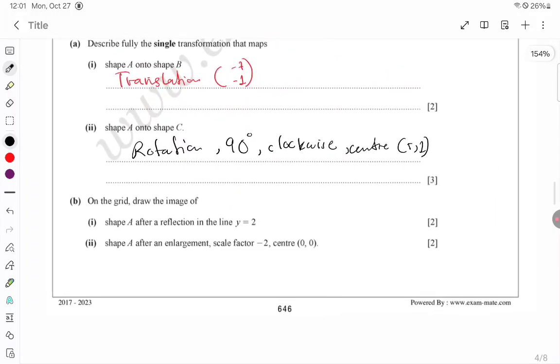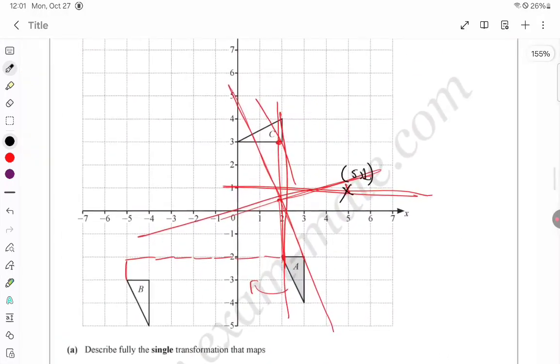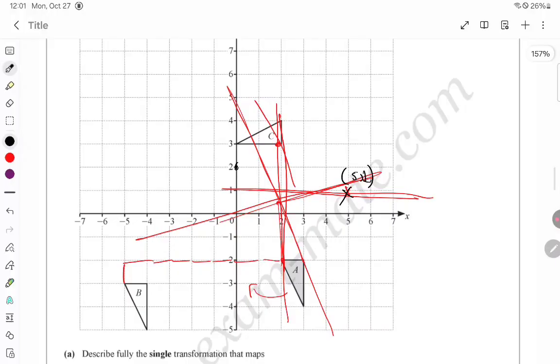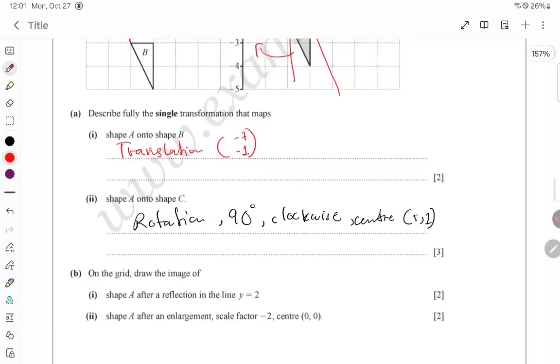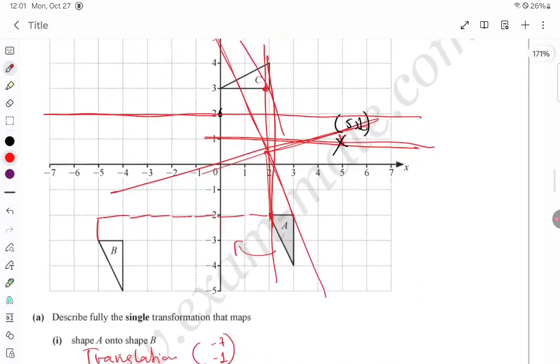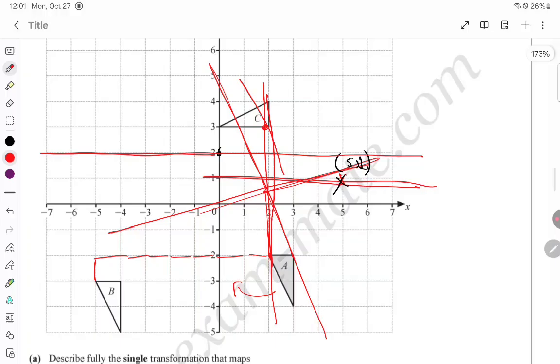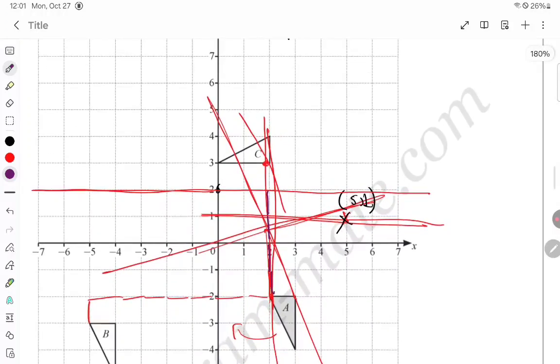B. On the grid, draw the image of shape A after a reflection in the line y is equal to 2. Since y is constant, this is our constant and we have to draw the reflection of A. So 1, 2, calculate the units, 1, 2, 3, 4, and after the reflection 1, 2, 3, 4, mark the first point.